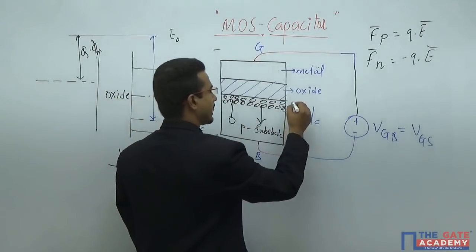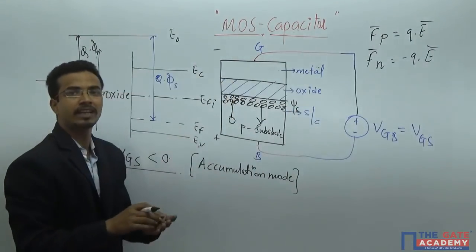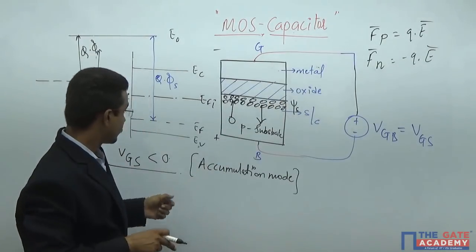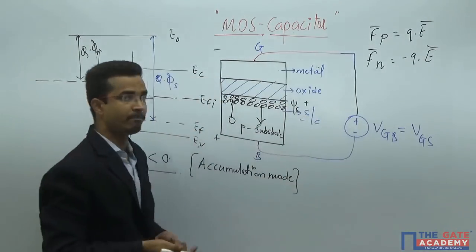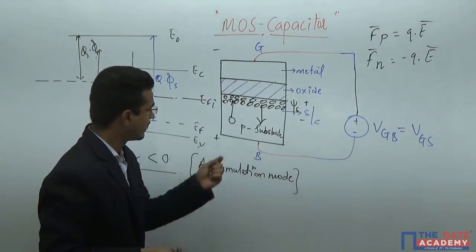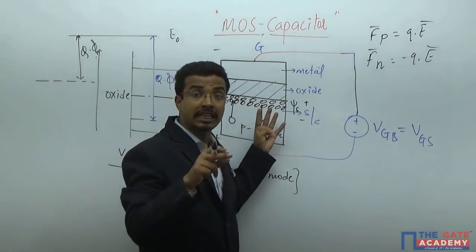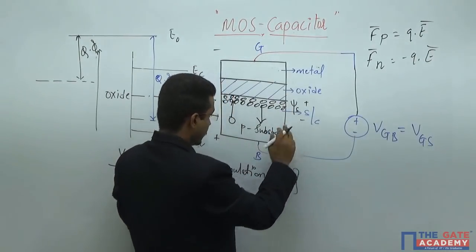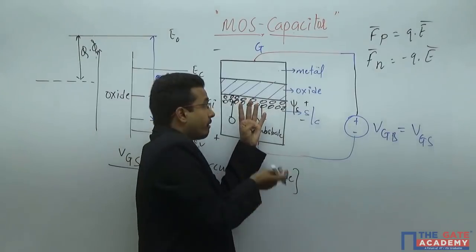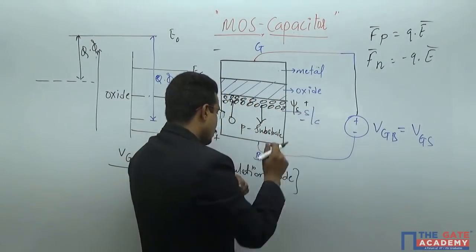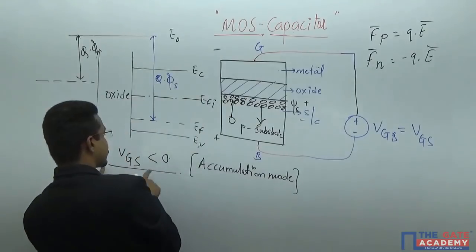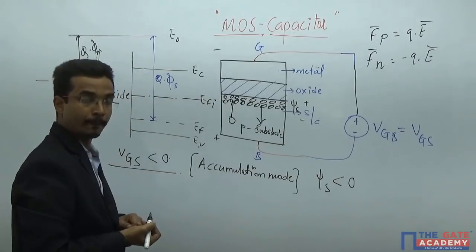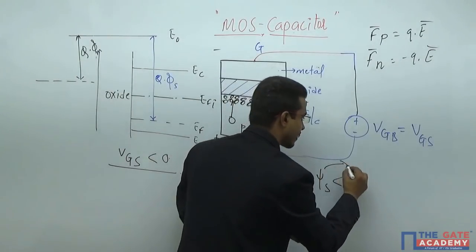Now, assume this is the value of psi s, the voltage developed in the accumulation. I will always try to measure it like this. Then the electric field direction is this. The developed potential will be plus minus, because the electric field points toward lower potential, which is opposite to this. So I can say that for VGS less than 0, psi s should be less than 0, where psi s is just the surface potential.